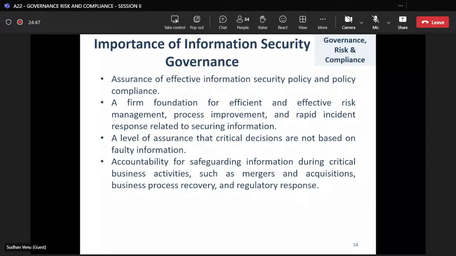Okay. And the next important thing is assurance of effective information security policy and policy compliance. And the next one is the level of assurance that critical decisions are not based on faulty information. So whenever you are taking a decision in a critical manner, it is not based on faulty information; you have the right information with you and you are taking the right decision at the time of critical assurance. And there is accountability for safeguarding information during critical business activities such as mergers and acquisitions, business process recovery, and regulatory responses. Those kinds of things will be safeguarded through accountability, which is important in terms of information security governance.